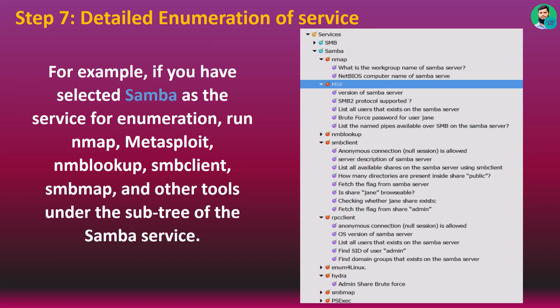At this step, you will have a specific question in mind to solve and a corresponding port number you believe will provide the answer. Refer back to the cherry tree document which you created during the preparation of the eJPT to see how you can enumerate that service. For example, if you have selected Samba as the service for enumeration, run Nmap, Metasploit, nmblookup, smbclient, smbmap, and other tools under the subtree of the Samba service. This step will also reveal answers to additional questions which should be answered at this point.